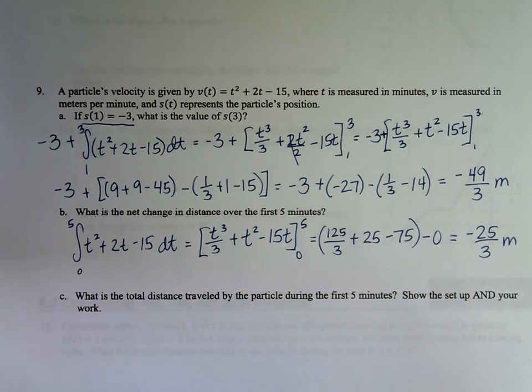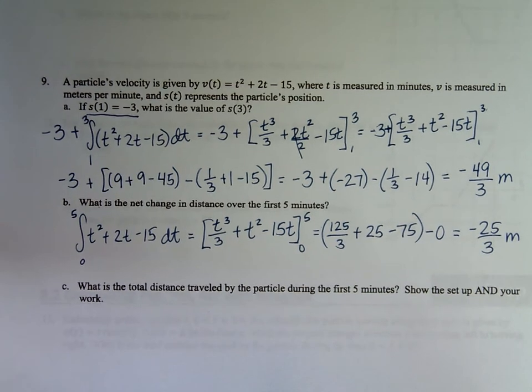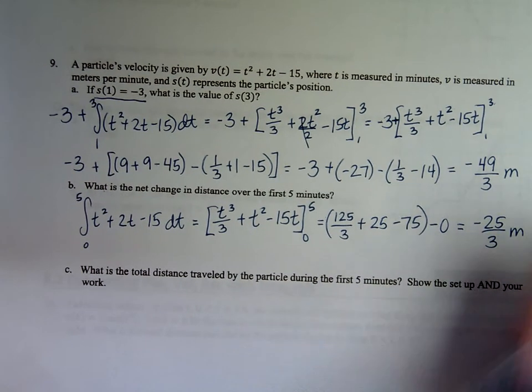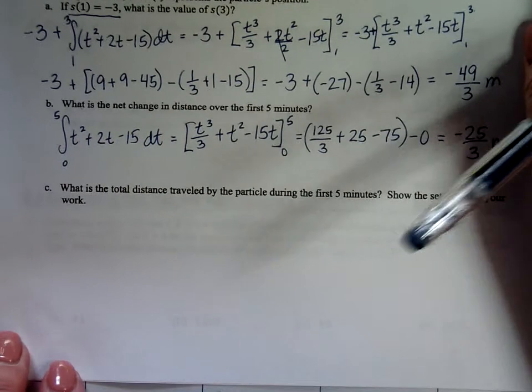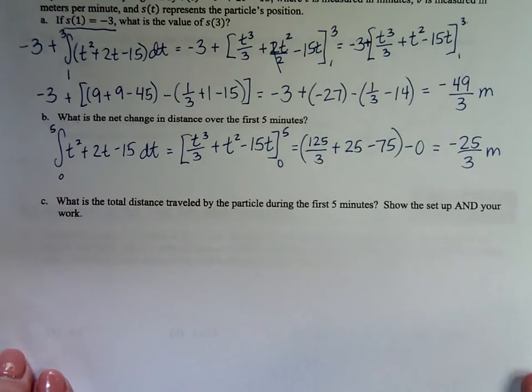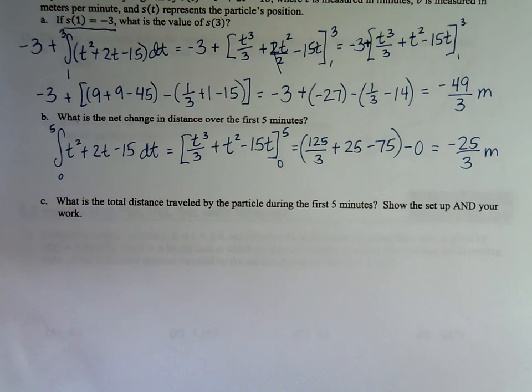All right, then the last part says, what's the total distance traveled by this particle? And you notice this time they did not give you a graph that you could use your geometric knowledge on, because in that last example, the geometry way was way easier than figuring it out the calculus way. So we don't have that option this time. We've got to go with the calculus route.